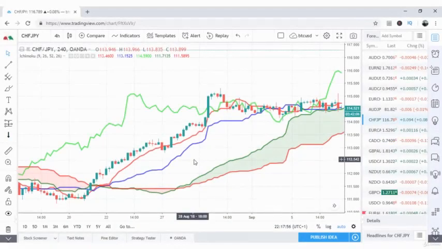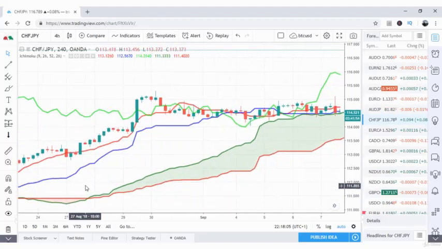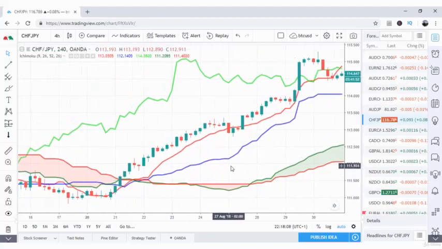Here we have a 4-hour chart. The currency pair is Swiss franc against Japanese yen. Let's have a look at the area where the price goes above the clouds. Where can we tell that we are in an uptrend and start to consider a long position?